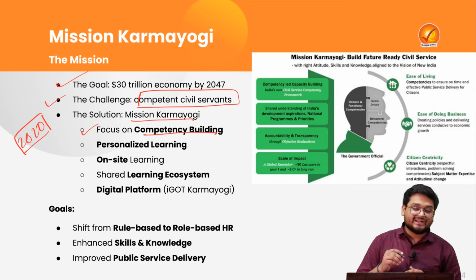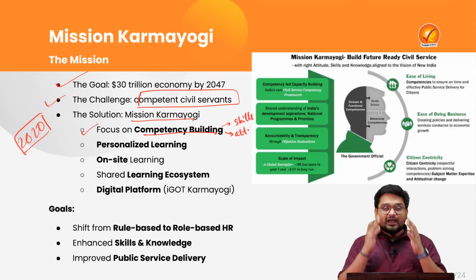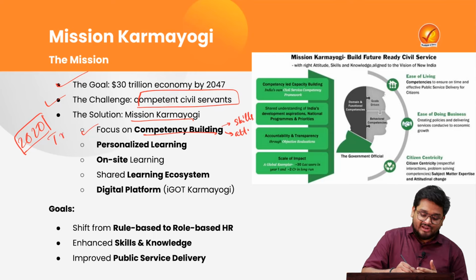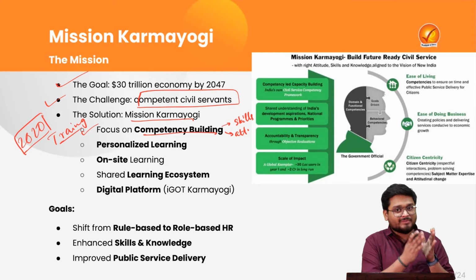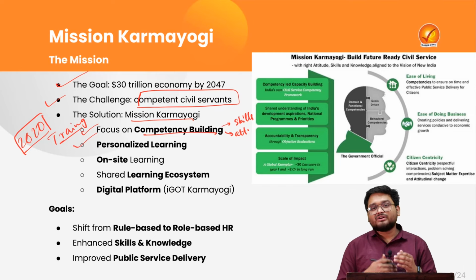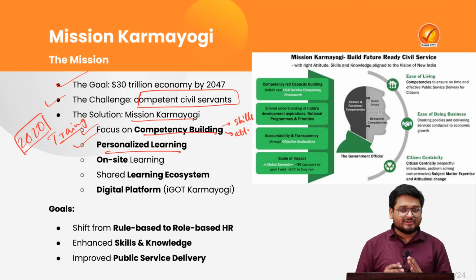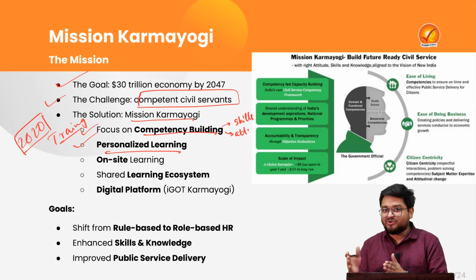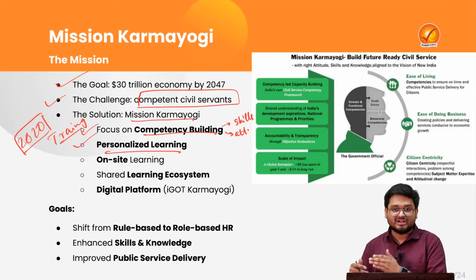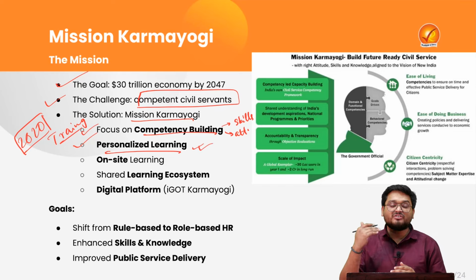When we're talking about competency building, it is obviously building the right amount of skills and the right amount of attitude, right? So this is through more and more rigorous training of both new and existing government officials, and also government officials who are very near to retirement. And this mission is based on personalized learning, because the government officials, based on their various tenures in their government job cycle, will be trained on various aspects.